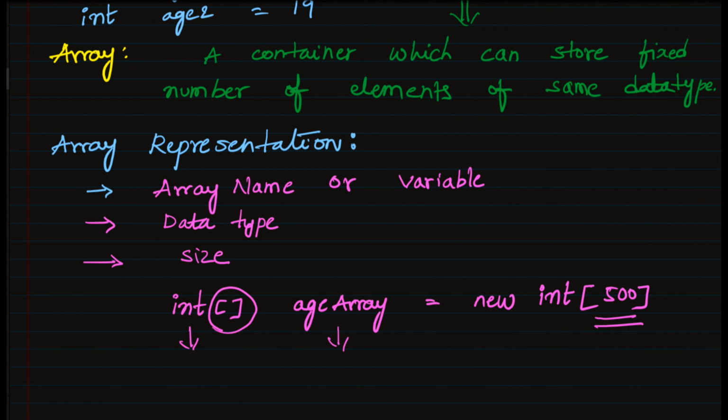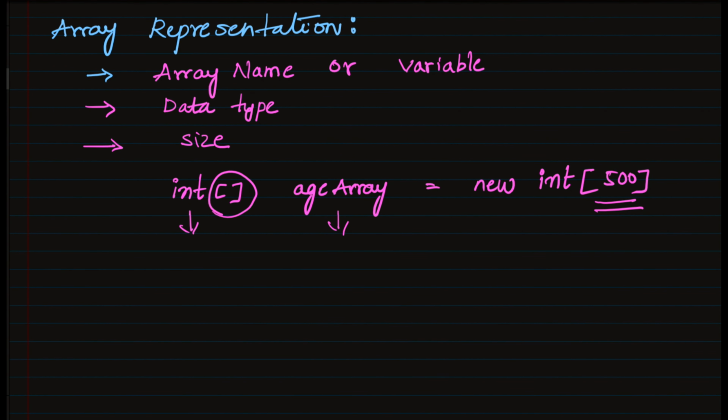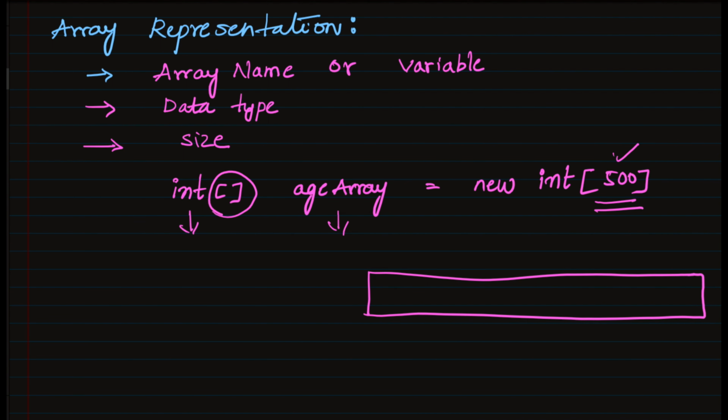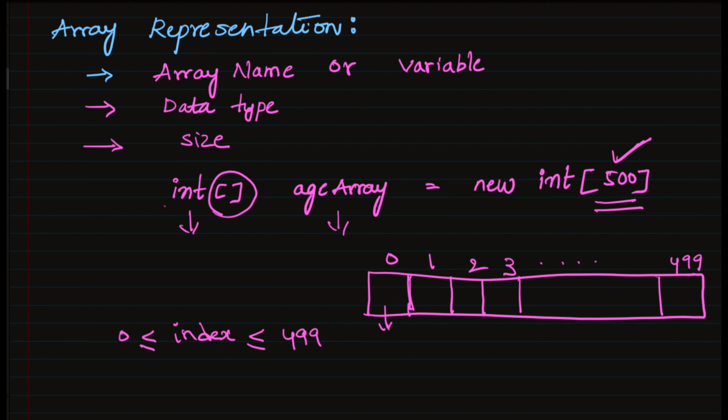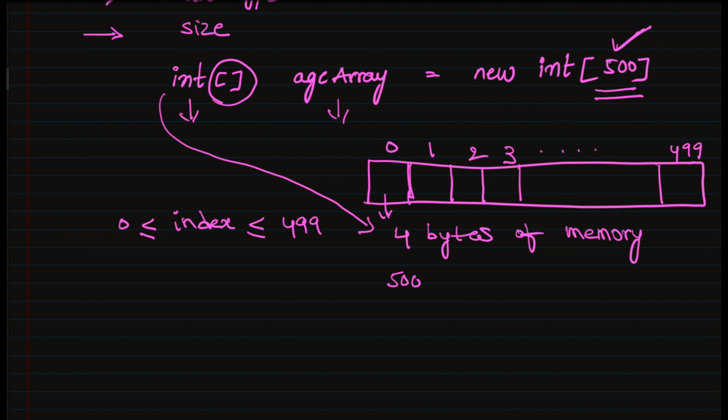When we declare an array, in memory it will create contiguous memory locations for 500 variables, starting with index 0, then 1, 2, 3 and so on up to 499. So here the index is always 0 less than or equal to index less than or equal to size minus 1. So how much memory will it take? It always depends on the data type which we are storing. In case of int in Java, it occupies 4 bytes of memory. So in total, 500 variables into 4 bytes of memory will be occupied.